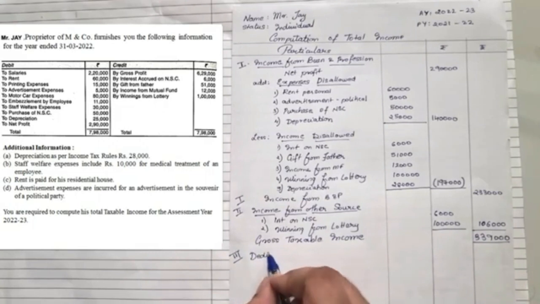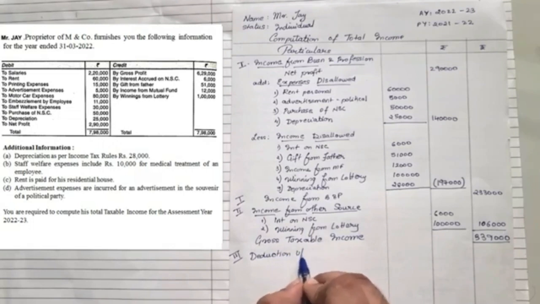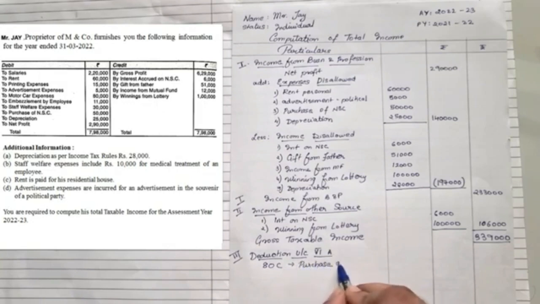Now we have to minus the main deduction, that's called deduction under chapter 6A. Now let us see what all deductions are available from the question. Now I can see NSE. NSE means something where you have invested. That comes under contribution, so it comes under 80C. Under 80C I have purchase of NSE with interest. There's an interest also on that. So I have 50,000 of NSE, 6,000 of interest, so 56,000 of deduction.